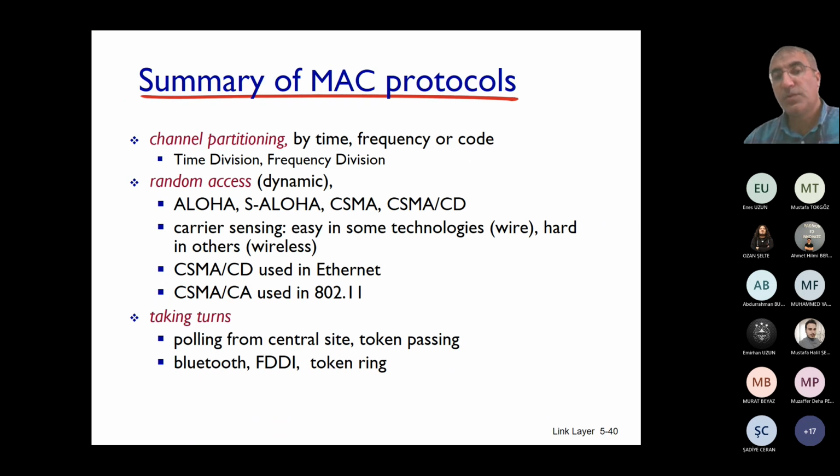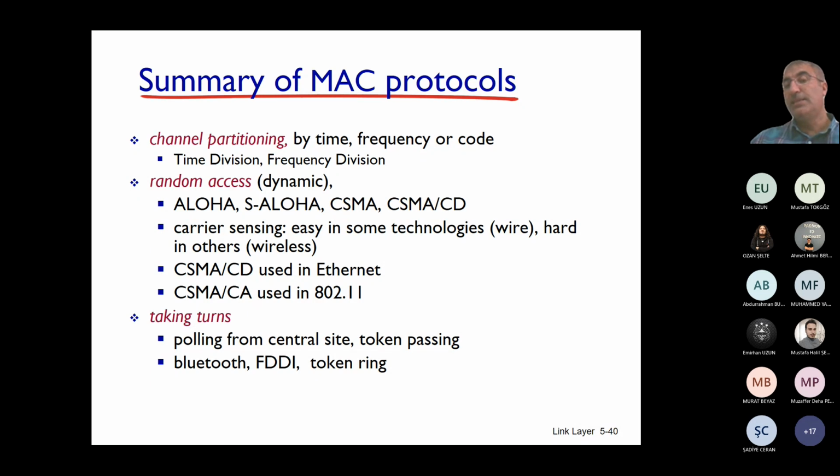To summarize the multiple access protocols, we have three approaches. The first one is channel partitioning. We partition or split the channel into small pieces in the time, frequency, or code domain, such as TDMA and FDMA. Random access is more dynamic. There's no coordination, but there are collisions in this case. There are different types of protocols: Aloha, slotted Aloha, CSMA, CSMA/CD.